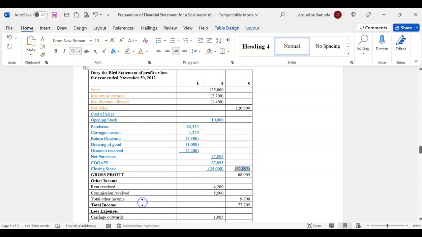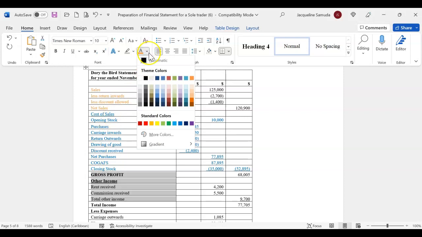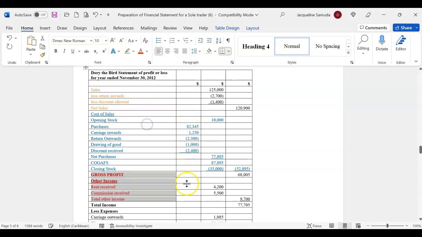Then we have the revenue block. And this would be what I would call the revenue block. And I'm going to put it in red. Now the revenue block captures your gross profit and your other forms of income, like rent received, commissions.